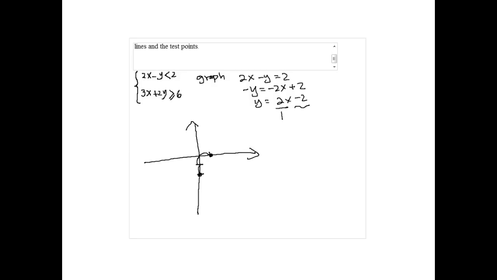Now, since the inequality is just less than, we're going to use the dashed line.